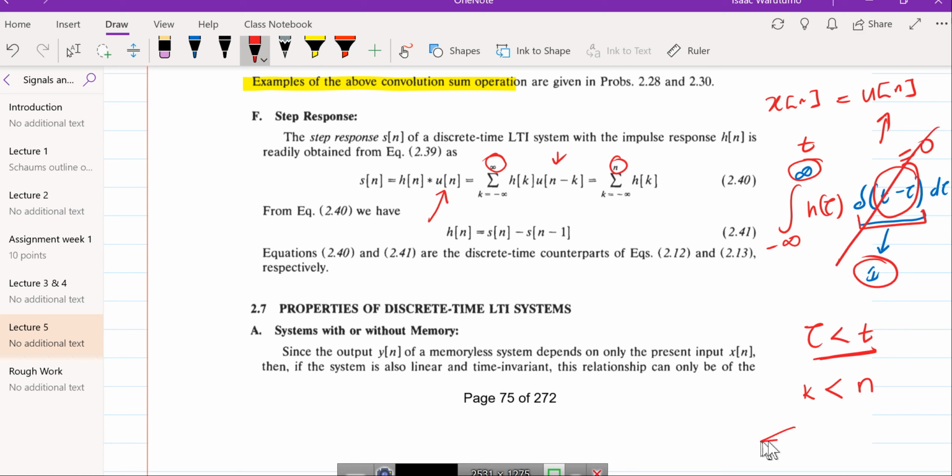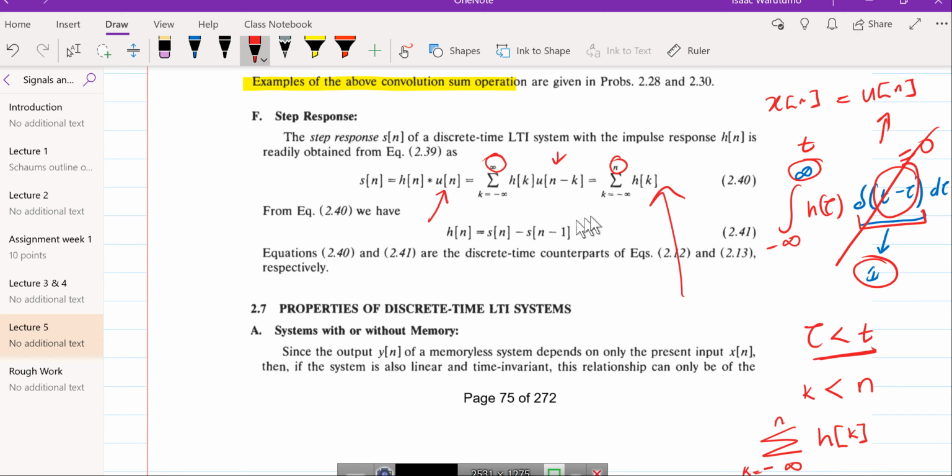So in our case, our convolution integral varies from k equals minus infinity to n, and then our impulse response is now varying with k. So that serves to illustrate how we are obtaining equation 240.